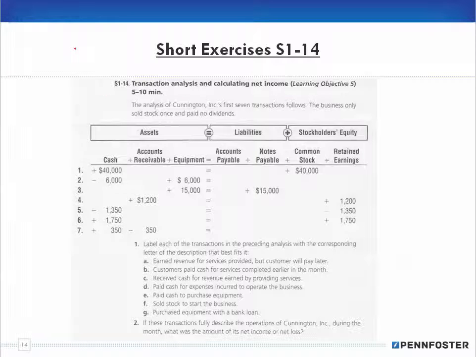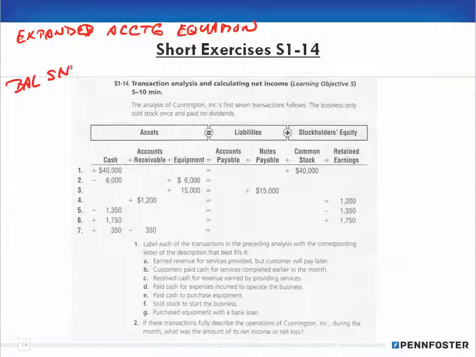Okay. Right now, for this exercise, I had said in other videos that I don't like the idea of the expanded accounting equation. Technically it works, but it confuses issues because why? On our balance sheet, we have our accounting equation. Assets is equal to liabilities plus equity. And that's what you have right here.